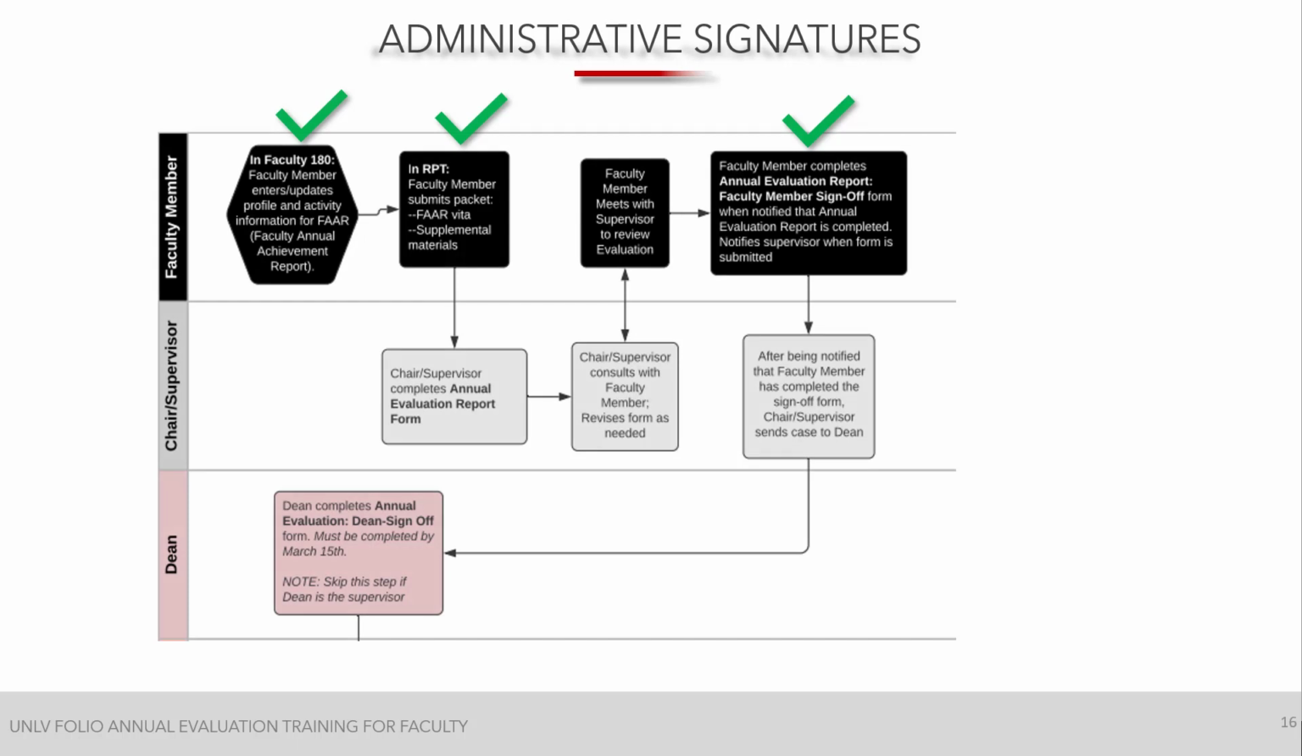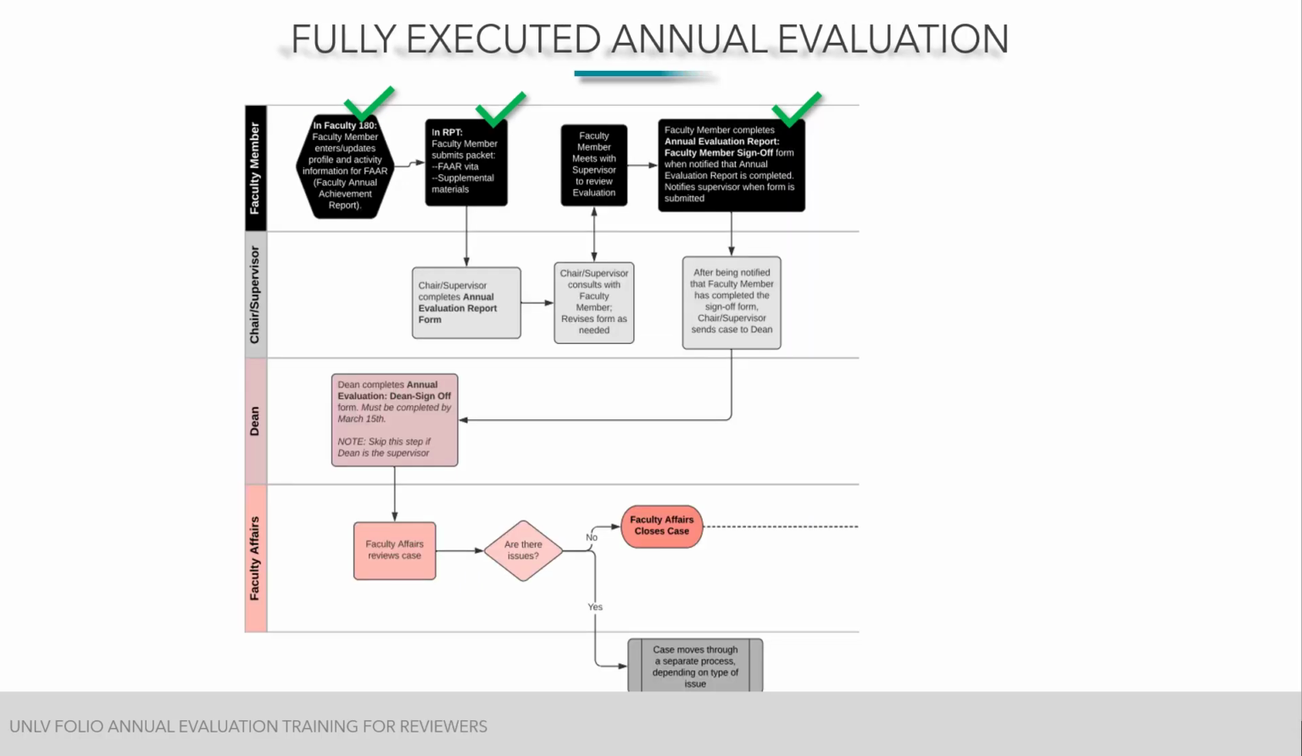So we went over the faculty member's responsibilities, including submitting the packet and completing the faculty member sign-off form. The case then proceeds through getting the administrative signature of the dean. Since this is the responsibility of the dean, it will not be demonstrated in this session. After the dean completes the dean sign-off form and sends the case forward, the case is now considered to be at the fully executed annual evaluation step, and this is the time when Faculty Affairs gets access to the case and reviews it for any issues.